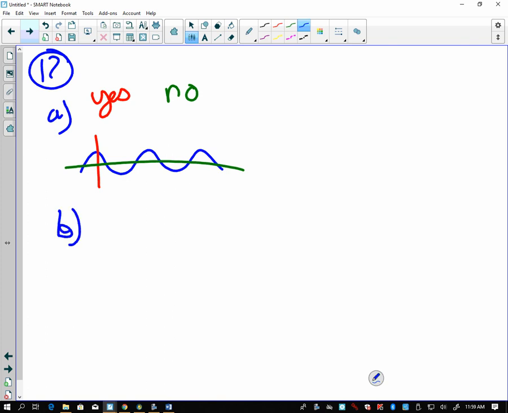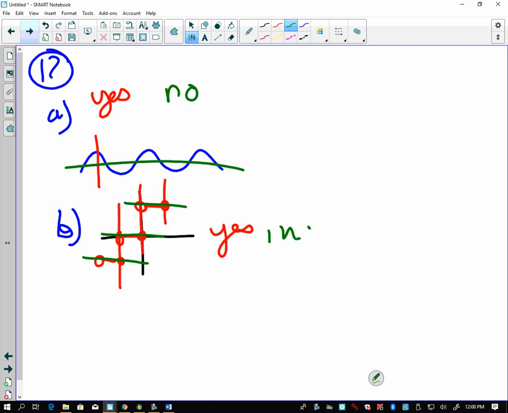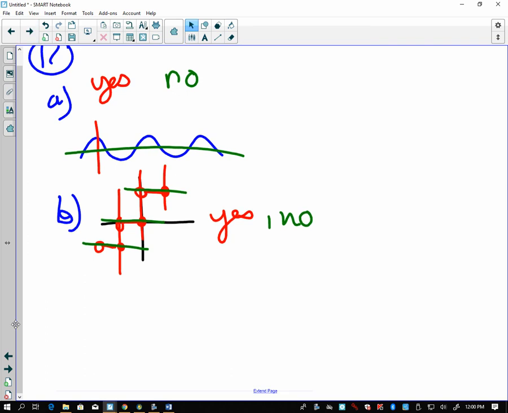B gives you something like this, where we have some open circle, closed circle, open circle, closed circle, open circle, closed circle. And what you should find out with this is that it's going to pass the vertical line test in all these places. So it's yes, but if you'll notice, it's not going to pass a horizontal line test at any of those places. So my answer is still no for the one-to-one.